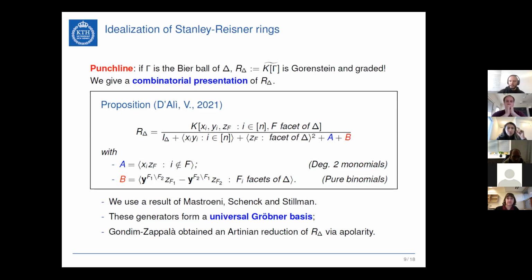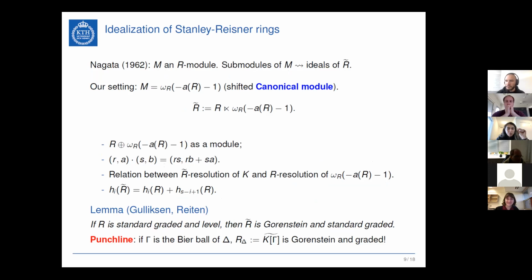Sorry, before going on, what is S here, when you have the H vector of R tilde? S is the length of the H vector, or the degree of the H polynomial. Thank you. You're welcome.